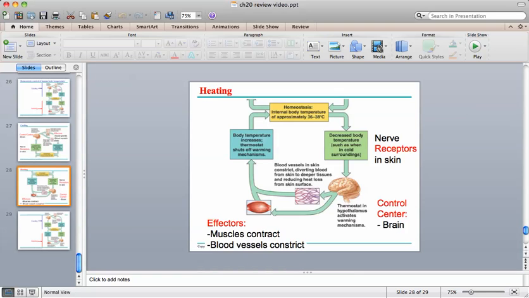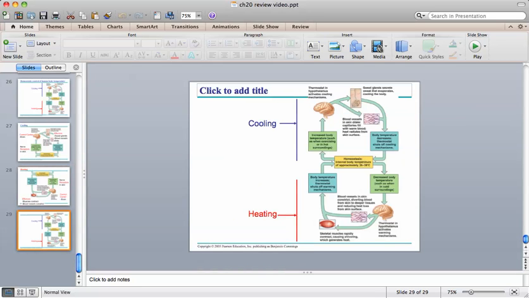Again, if you were in a cold environment for a very long time, you'd be in trouble because these homeostatic control mechanisms would really not be enough to keep your body temperature up for an extended period of time. Okay. So that is all we will discuss here in this chapter.